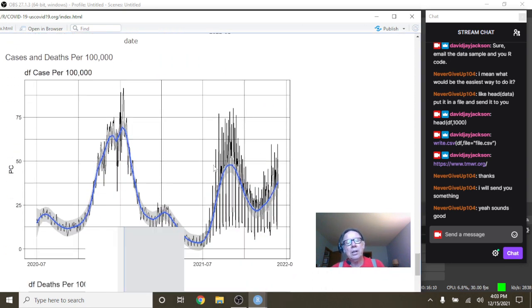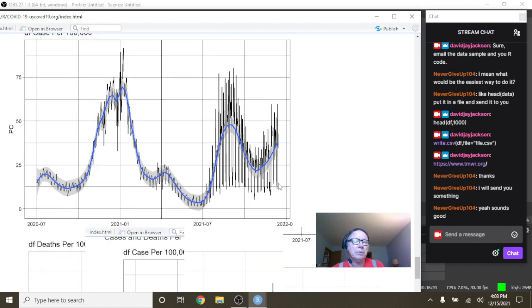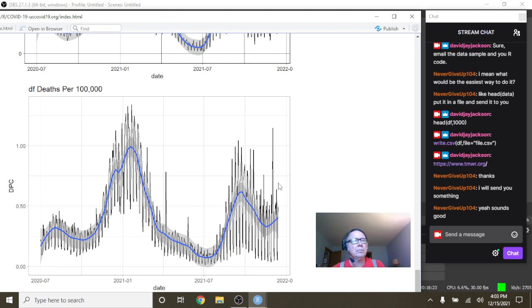Now the question is this: for every 100,000 people in the U.S., on average, how many people have COVID-19? Well, the answer appears to be on average about 30 to 35 per 100,000 people. And again, the question is: for 100,000 people in the U.S., how many people are dying a day from COVID-19? And well, the answer is right around one half of a person. For every 100,000 people, one half of a person is dying from COVID-19.